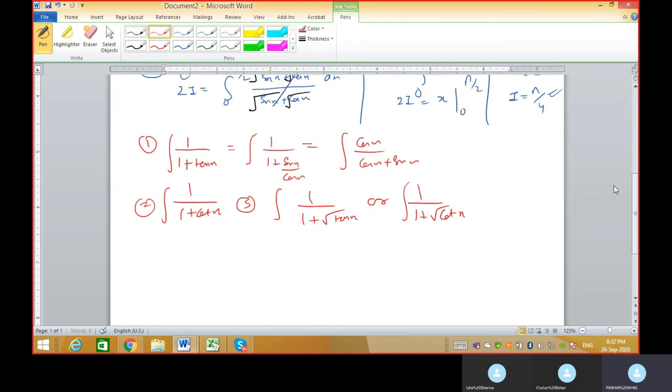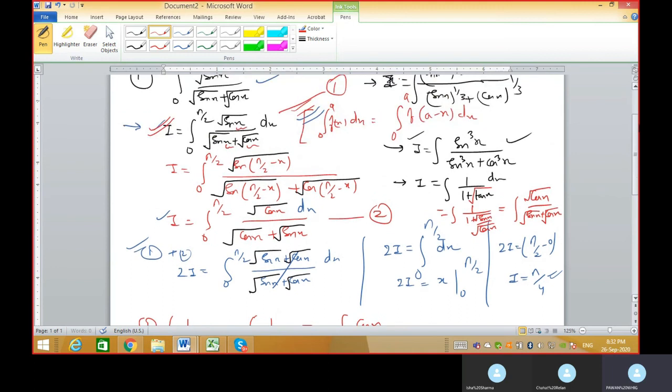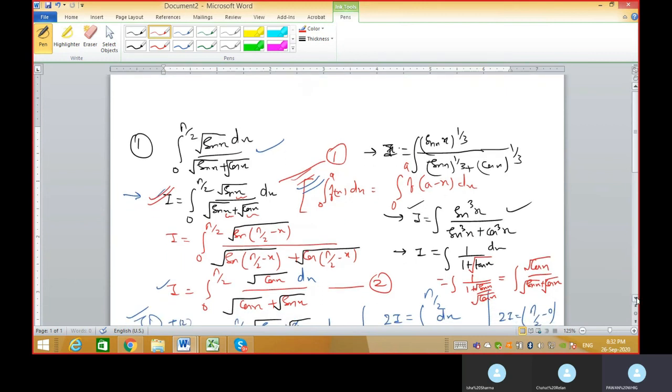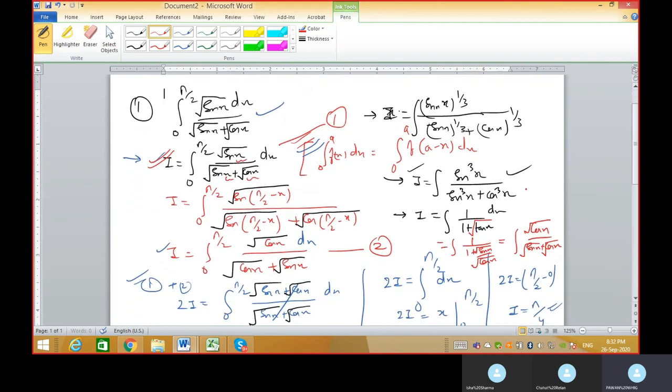So I hope you understand the basics of this property, integral 0 to a of f of a minus x. You saw I made 5 to 10 forms of questions on the basis of this property.